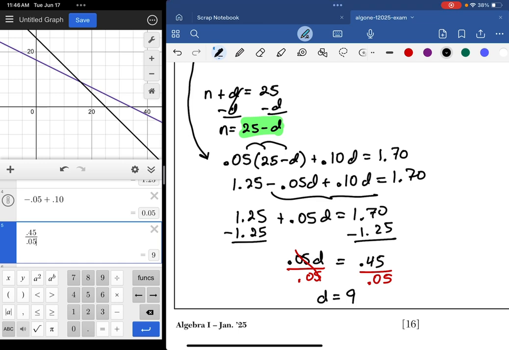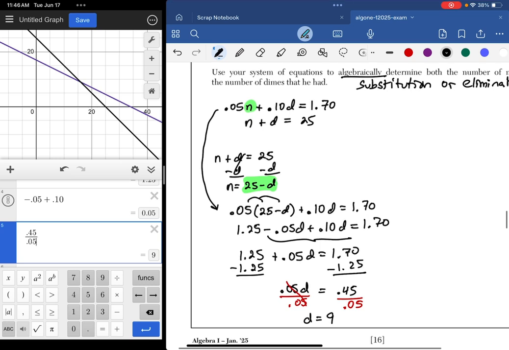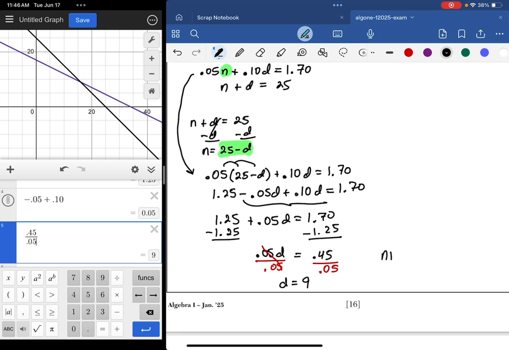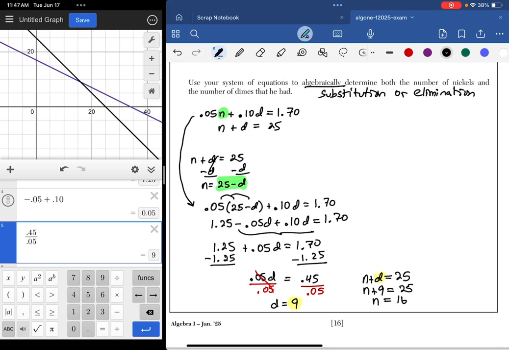Now they said number of nickels and number of dimes. We got the dimes and need the nickels. So I'd go back to this equation here. N plus D is equal to 25. Replace the D with what we know it is now, which is a 9. N plus 9 is equal to 25. N is equal to 16. All right. Safe bet.